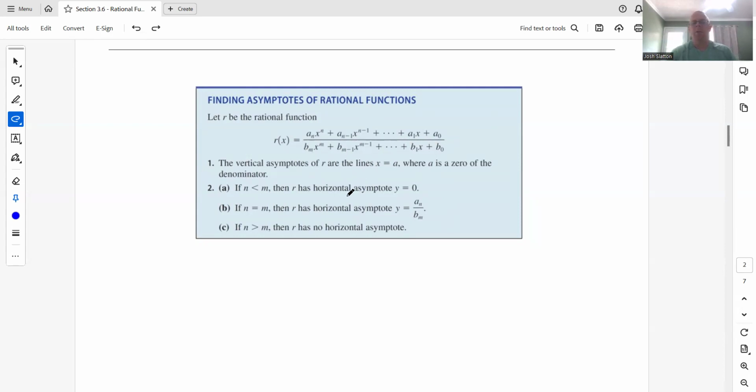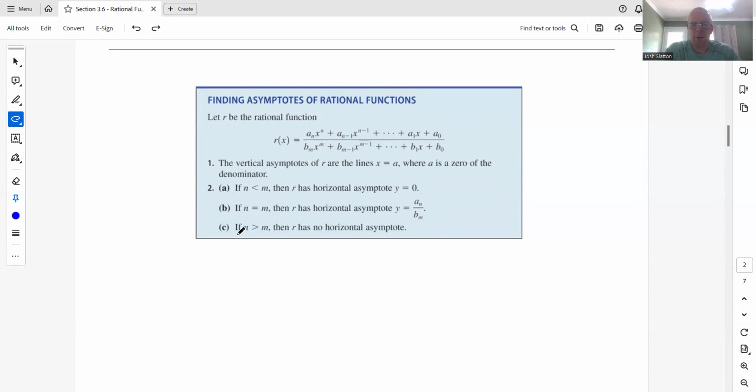And then for the horizontal, this one is a little bit more to remember, I guess, but these are actually easier to find. So n and m, you can look up here, these are referring to the degrees of these two polynomials. So if the numerator is less than the denominator as far as the degree goes, like this is x cubed, this is x to the fifth, so the degree on the bottom is bigger. If we're in that case, then we have a horizontal asymptote at y equals 0. And all that means is that y is going to get smaller and smaller as x gets bigger and bigger.